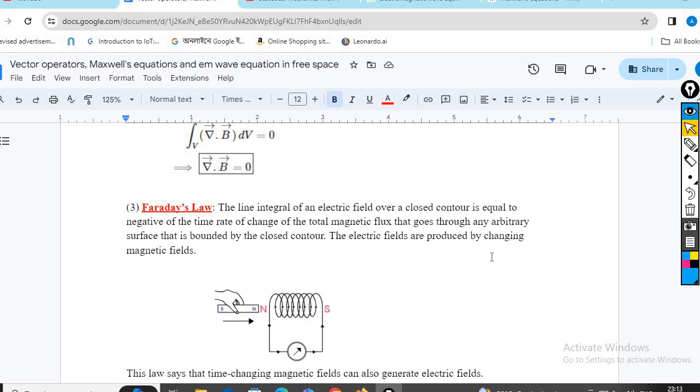Then comes the case of Faraday's law. It is basically the extension of Lenz's law. So what he says, the line integral of electric field over a closed contour, a closed loop you can think about, is equal to the negative of the time rate of change of total magnetic flux. So this is the expression, a simple diagram. So if you have a magnet and it moves to and fro, due to the induction, the flux area is changing with respect to time.